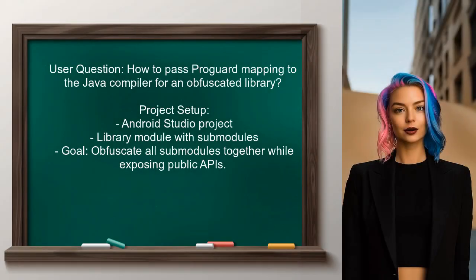Here's the specific situation we're addressing. One user asked how to pass Proguard mapping to the Java compiler to compile against an obfuscated library. They have an Android Studio project with multiple library modules, and they want to obfuscate everything together while keeping public APIs exposed. Sound familiar? Let's explore this together.